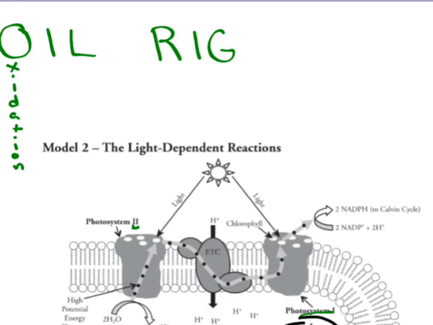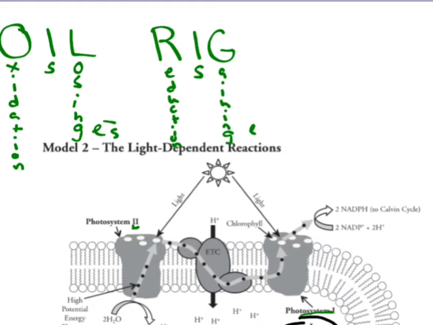Does that sound vaguely familiar? No? That's pretty ugly. But oxidation is losing electrons. And this is what's confusing about it. Reduction is gaining electrons.